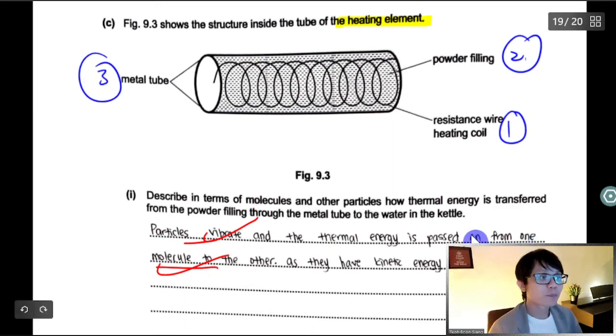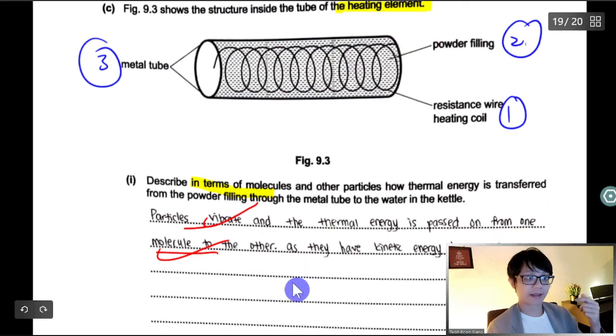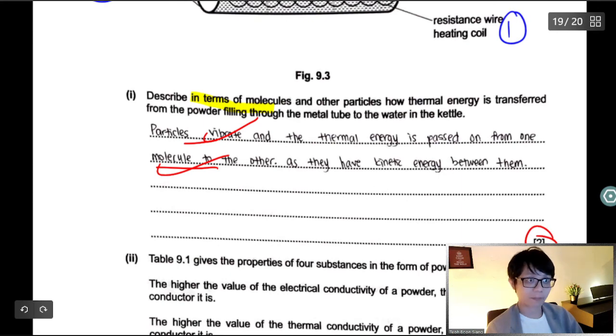Okay, so describe the term molecule. So how does this thing work? Particles will vibrate because energy is passed from one to another, and they have kinetic energy between them. So if you say vibration of molecules, and it is passed on to one another, then you get heat. Okay, this is how heat transfers. When you increase the heat, there's vibration, and it's moving faster and faster, and you pass the vibration to another, and it will cause heat.